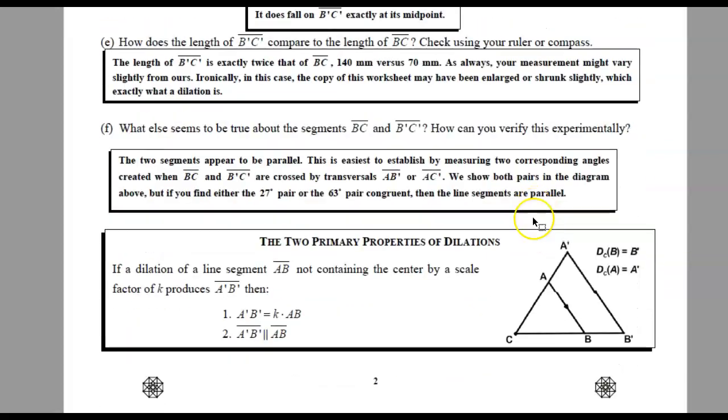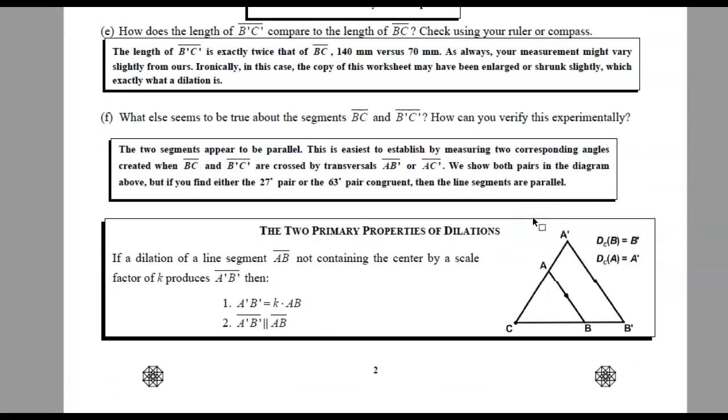So to summarize the properties of dilations here, if a dilation of a segment that isn't containing the center, so segment AB from point C, so neither of those points are on the center, what's going to happen is two things. First, the new segment is going to be either larger or smaller by the scale factor, whatever the scale factor is. So if it's greater than 1, it'll get bigger. If it's less than 1, it'll get smaller. And the second thing is the new image segment will be parallel to the original one. So both of those properties will happen every time we do a dilation.